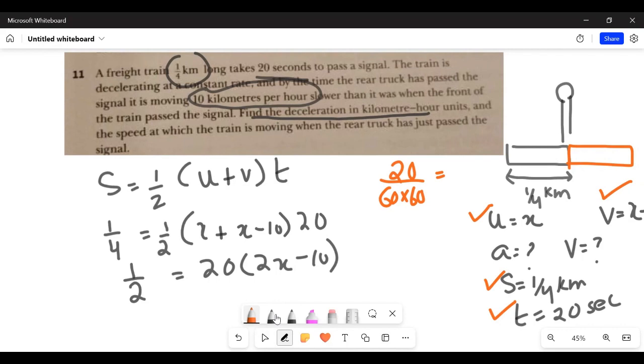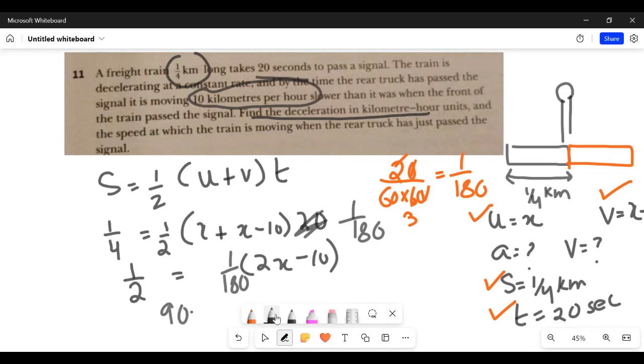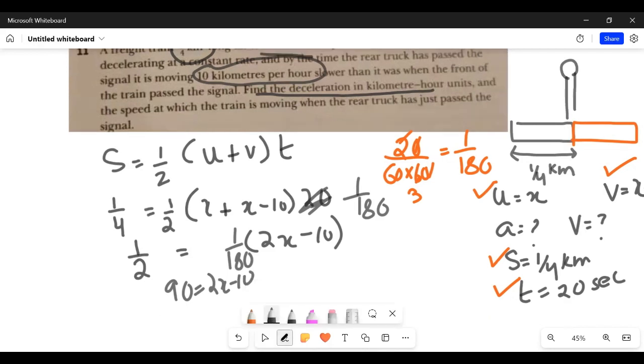So that would give 0, 0 gets cancelled, 1 and 6 gets cancelled. So that is going to be 1/180. So I'll replace the 20 with 1/180. So then when you cross multiply, you get 90 equals 2x minus 10. And then x equals 50.